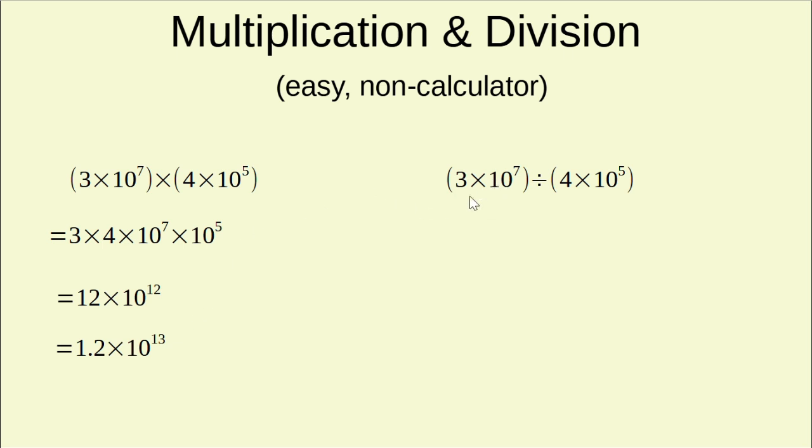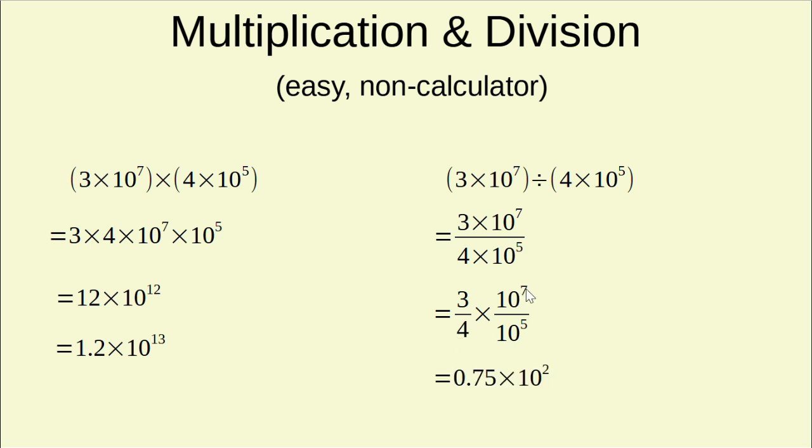Next up, division. Again, it's the same idea, but a quick pro tip: the easiest way to do division sums is to write them as fractions. Fractions are your friends. Fractions help everything. Don't be scared of fractions. Now you just split these into two separate fractions. We've got 3/4 times 10 to the 7 divided by 10 to the 5. 3/4 is 0.75, and 7 minus 5 is 2, so this is 10 to the power 2.